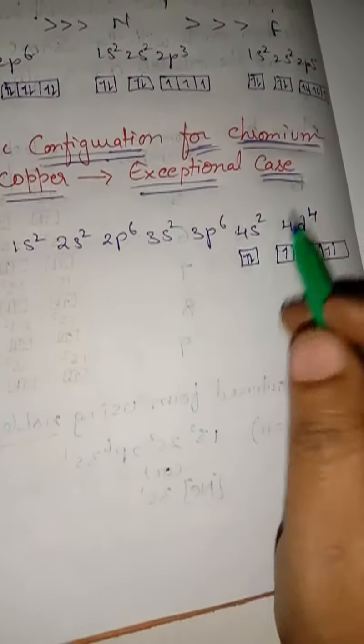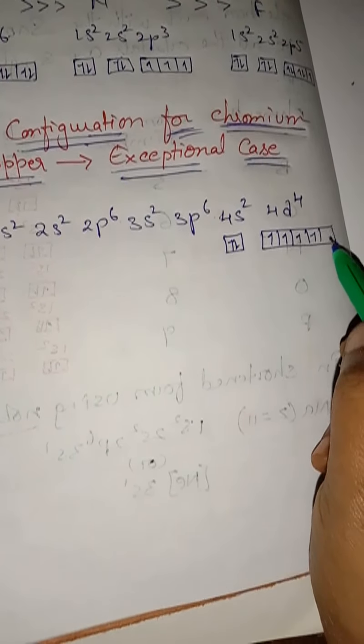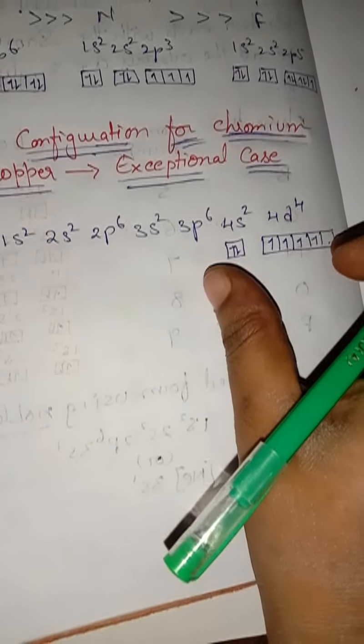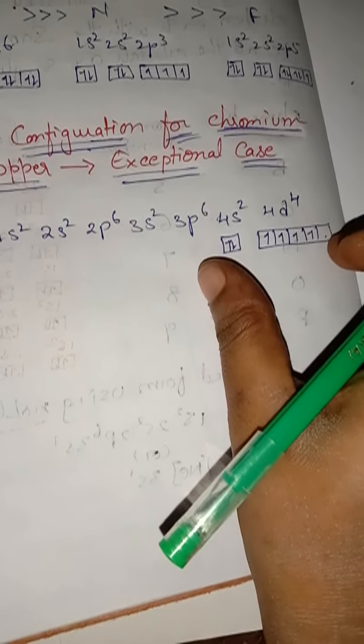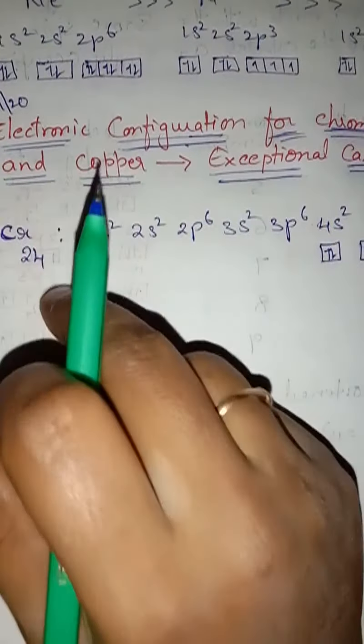So what happens? If we take an electron and place it in this orbital, then it is half filled. When it is half filled, it is stable. Either it should be completely filled or it should be half filled. Then only an element gets stability. So this is an exceptional case for chromium.